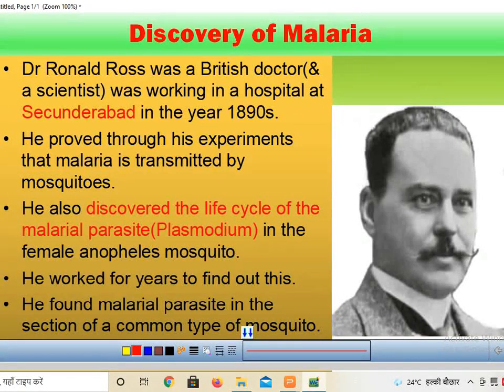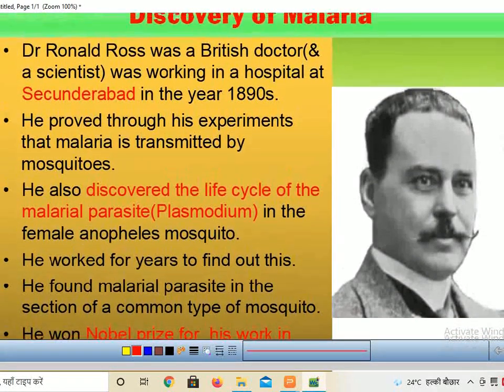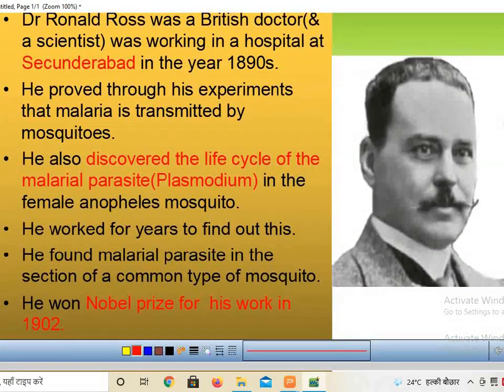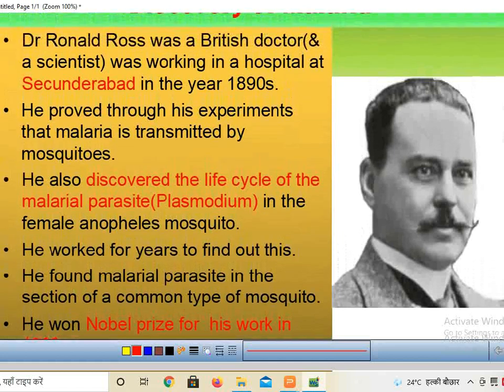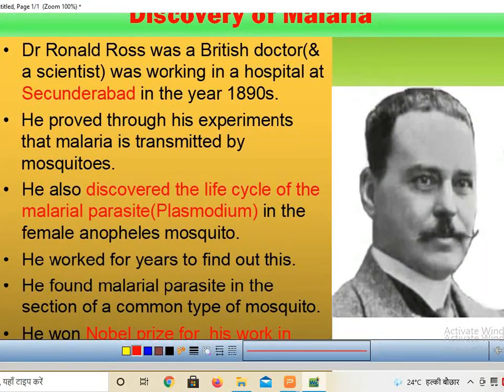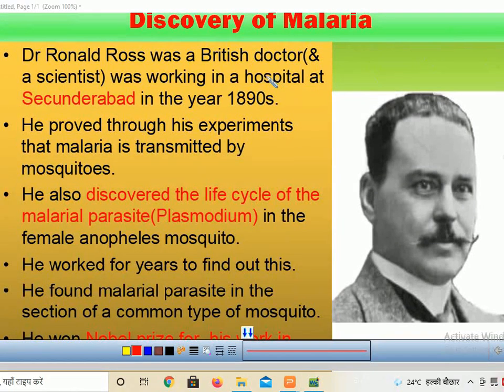Children, whenever someone achieves this type of highest award, because the Nobel Prize is the world's highest award, which was received by Dr. Ronald Ross, it means he has done great study and great research, because only after that is this type of award given to a person.